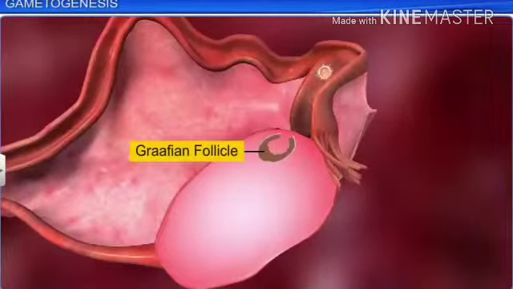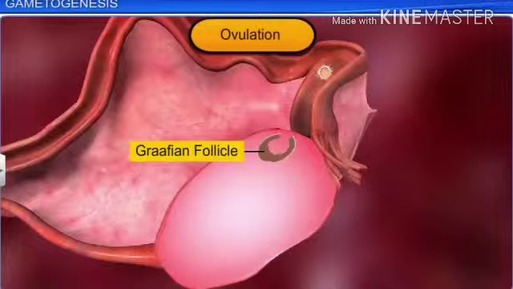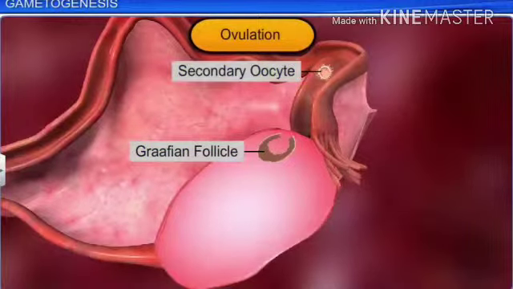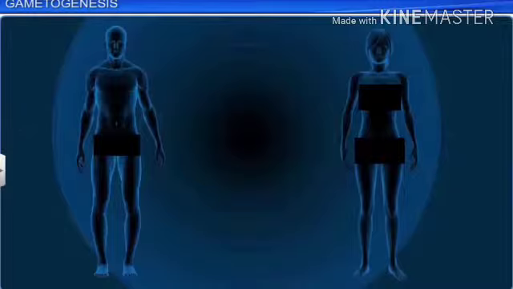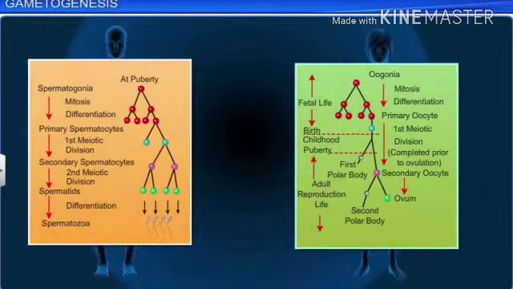This process, called ovulation, causes the oocyte or ovum to be placed in the oviduct, where it awaits fertilization by sperm. In this way, the ovum and sperm are formed through a long and intricate process called gametogenesis.